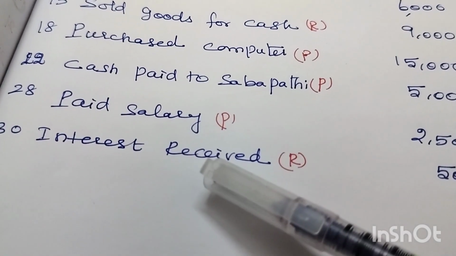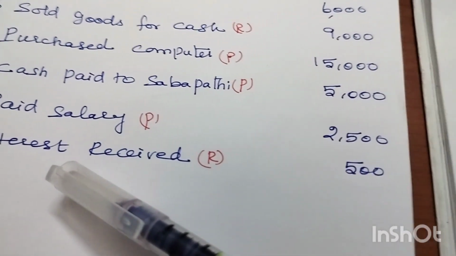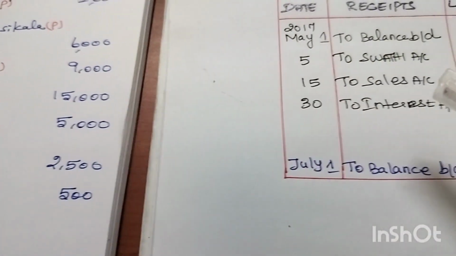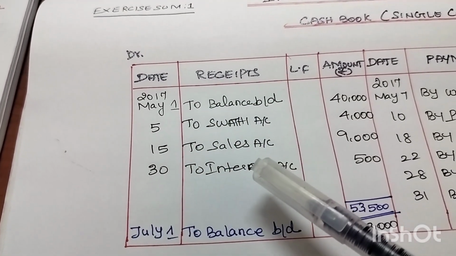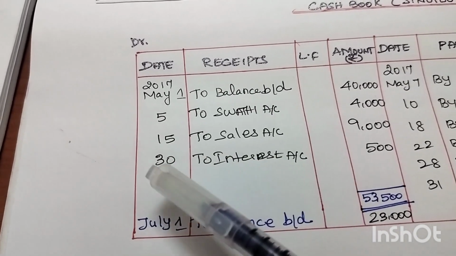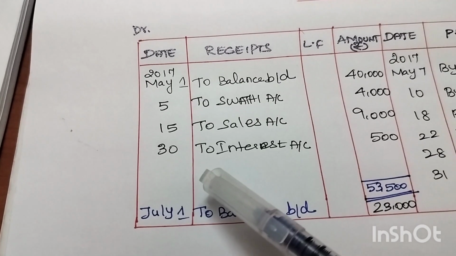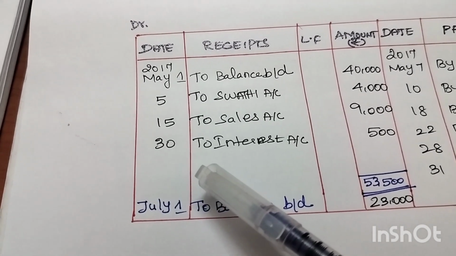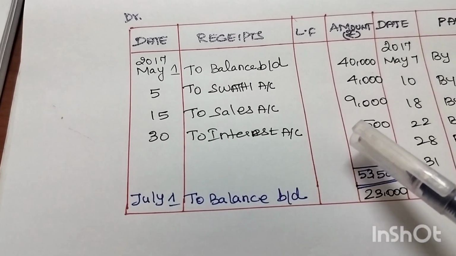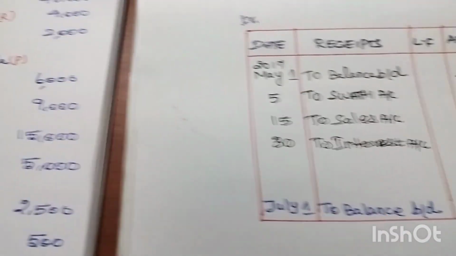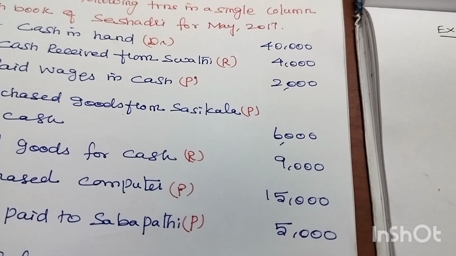Interest received through cash. Okay, so cash account debit to interest received account, right? So where is cash account? Cash account is on debit side. So you take the debit side dated on May 30. What is the opposite account from the cash account? Interest received account. So to interest received account 500 rupees. Okay, in two ways you can think and prepare the single column cash book.